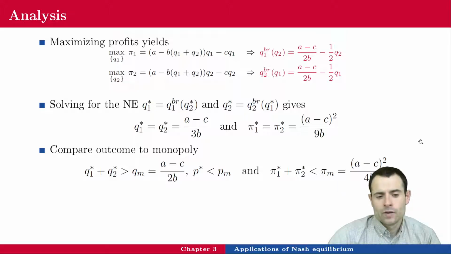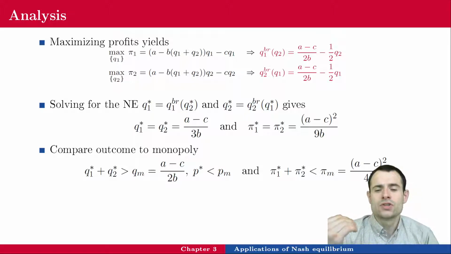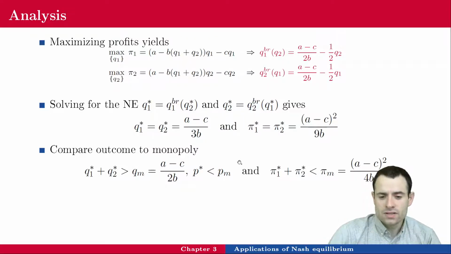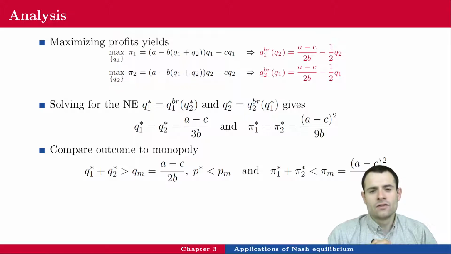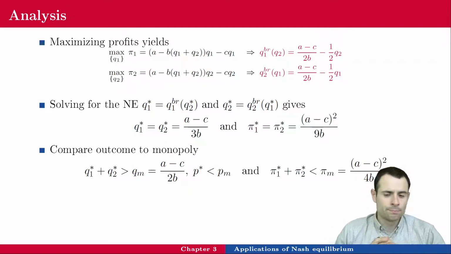So too much is being produced because of your competitor. Because of that, the price is too small compared to the monopoly price. And overall, in this whole industry, as a whole, profits will be lower than if the firm was a monopolist instead.